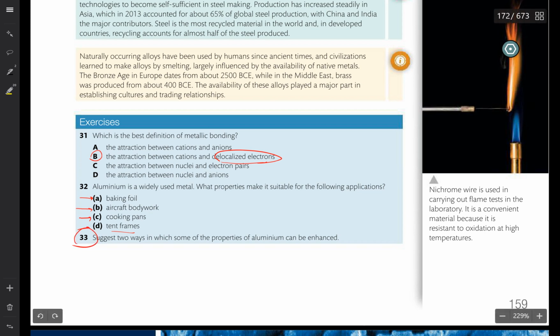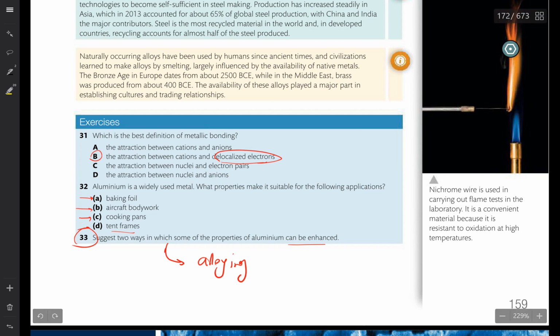Question 33 says suggest two ways in which some properties of aluminium can be enhanced. One of them is very obvious, making an alloy. So alloying, mixing it with another metal to enhance its structure. For example, we can mix aluminium with magnesium and copper to increase its hardness and strength.